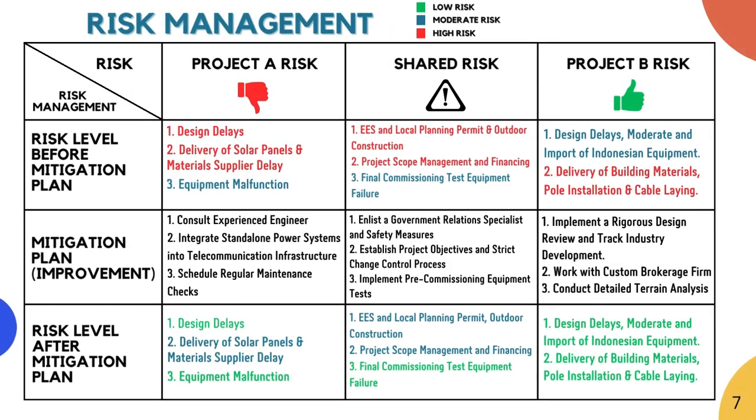This slide focuses on risk management. For Project A, risks include design delays, supplier delays, and equipment malfunction. Mitigation involves consulting engineers, integrating power systems, and scheduling maintenance, reducing risks to low. Shared risks include permit issues, project scope management, and final test failure, mitigated by government relations, strict objectives, and pre-commissioning tests. For Project B, risks include design delays, import issues, and supplier delays, mitigated by design reviews, brokerage firm collaboration, and terrain analysis, reducing risks to low. Effective risk management ensures successful project completion.